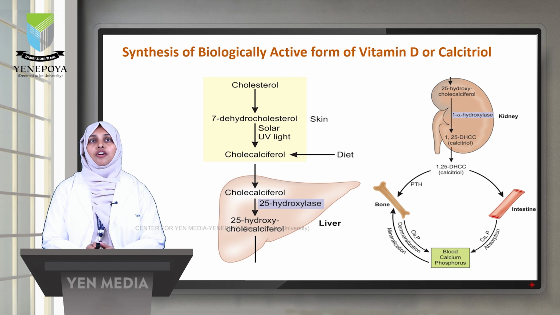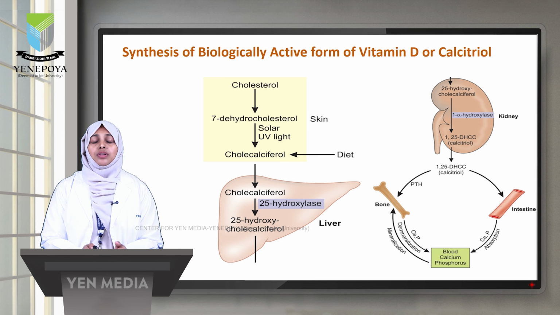Coming to the synthesis of the biologically active form of vitamin D, or activation of vitamin D. The active form of vitamin D is called calcitriol. Cholesterol is converted to 7-dehydrocholesterol in the skin, and when the skin is exposed to sunlight or UV light, 7-dehydrocholesterol will be converted to cholecalciferol, and cholecalciferol can also be obtained from the diet.